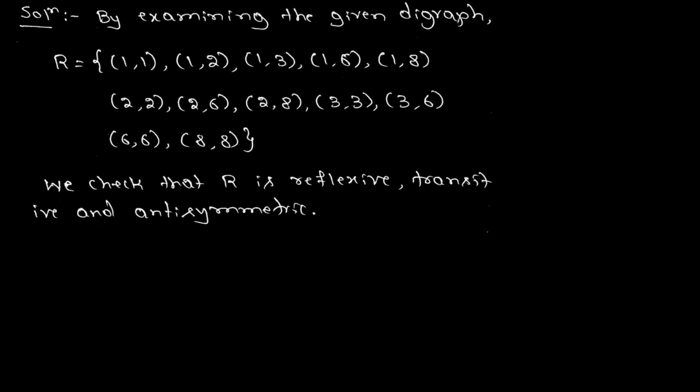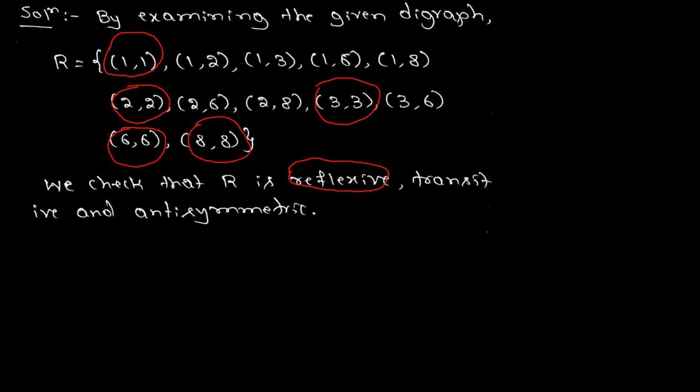In this R, we can check R is reflexive. That means for every element we have a loop. 1 comma 1 is there. Every element is related to itself. 2 comma 2 is there, 3 comma 3, 6 comma 6, 8 comma 8. So therefore it is reflexive. And it is transitive also.